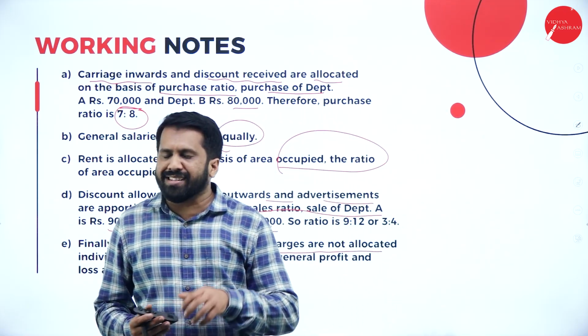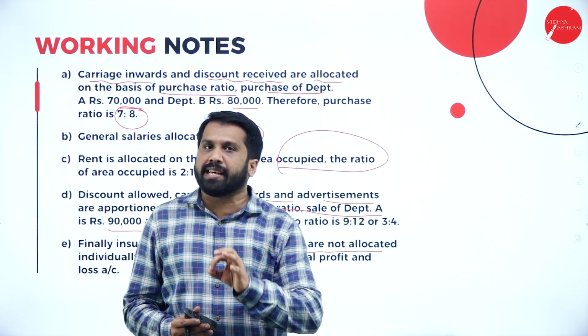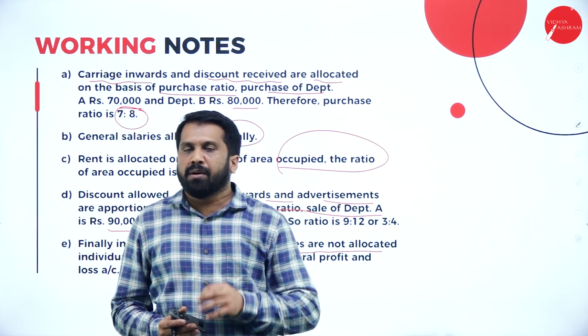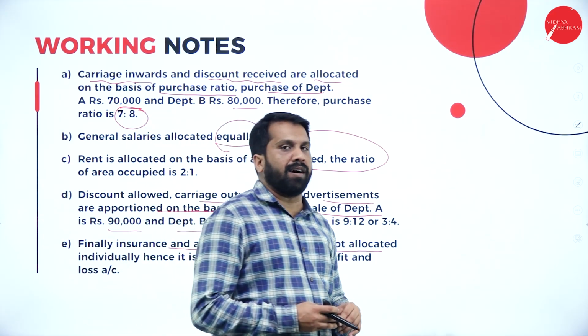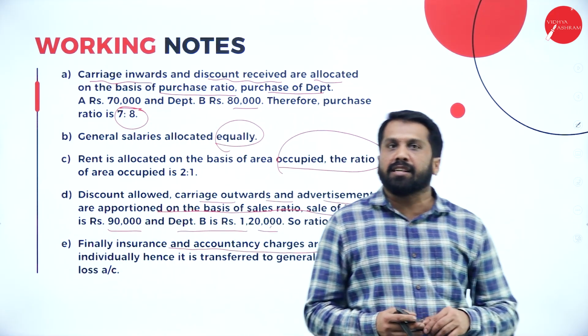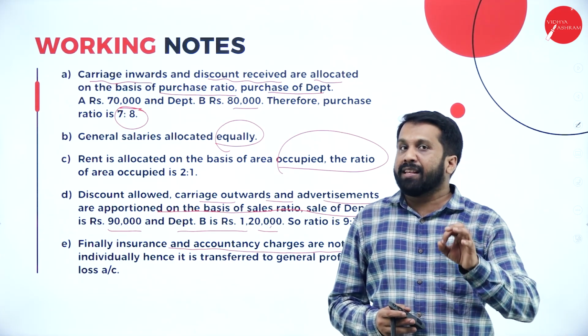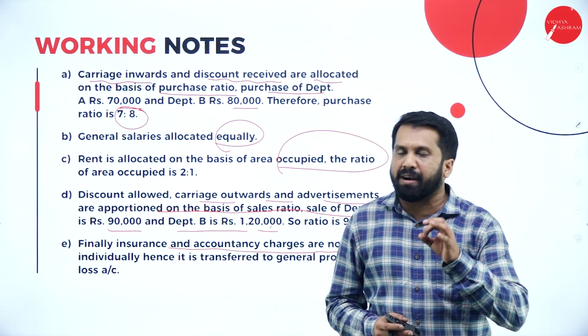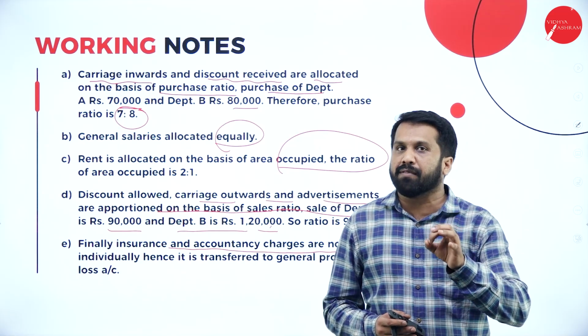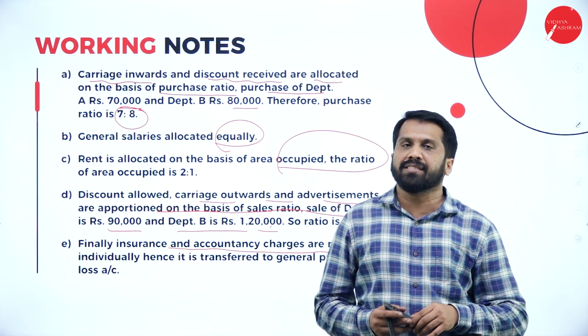So this is your departmental accounting, a simple one. Never skip it in your examination. Most probably it may come for 15 marks if you're lucky enough, or else it may come for 10 marks. But never skip the problem called departmental accounting, because this is one of the easiest topics in your syllabus.